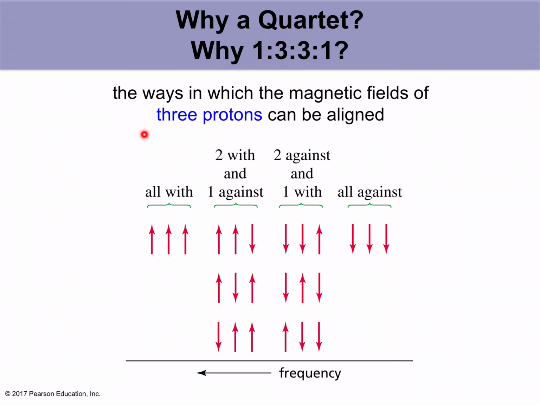And this depends on how it aligns along the magnetic field. These are the ways in which the magnetic fields of 3 protons can be aligned. They could all be along the magnetic field or all against it, or 2 with and 1 against, or 2 against and 1 with. That will give us all these possibilities, and that would give us the heights of the peaks, 1 to 3 to 3 to 1.